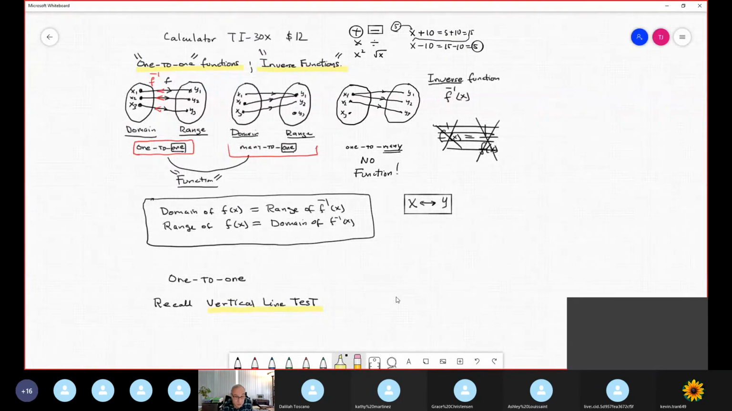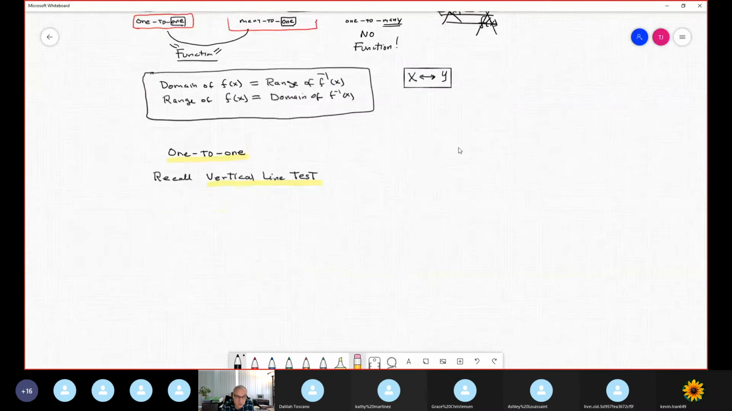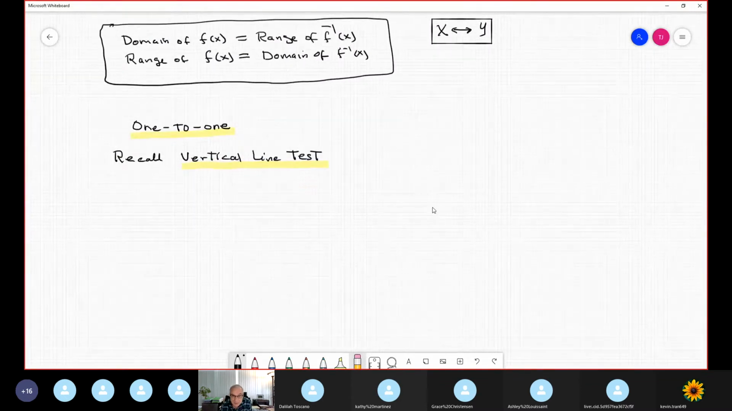Okay, I'll try to explain something. What is my goal now? My goal is to investigate one tool that can help me determine if a function is one-to-one or not. So I want to just refresh your memory on the vertical line test. The vertical line test is a test.